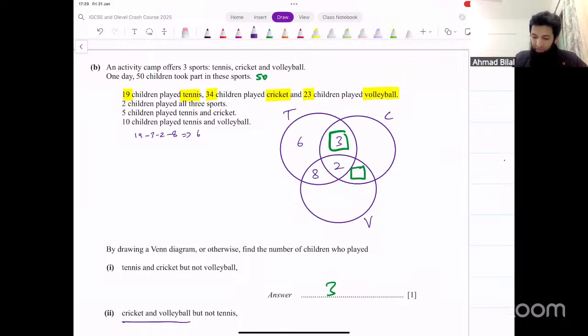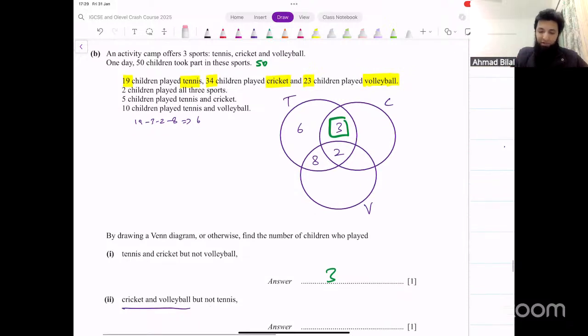2 children played all 3 sports. We wrote that down here already. 5 played tennis and cricket. We wrote that as well. 10 played tennis and volleyball. We wrote that as well. Now, what about this number in this region that is outside tennis, but inside cricket and volleyball? That's what they're asking for.